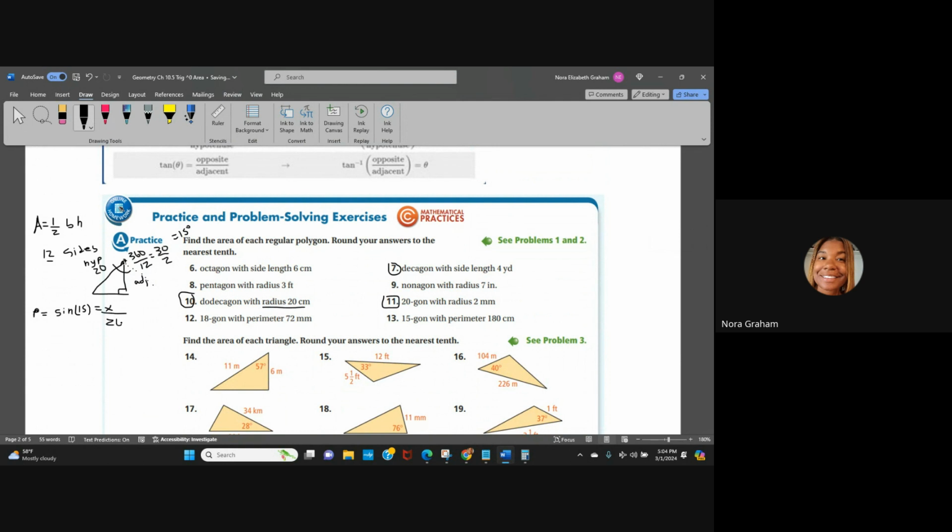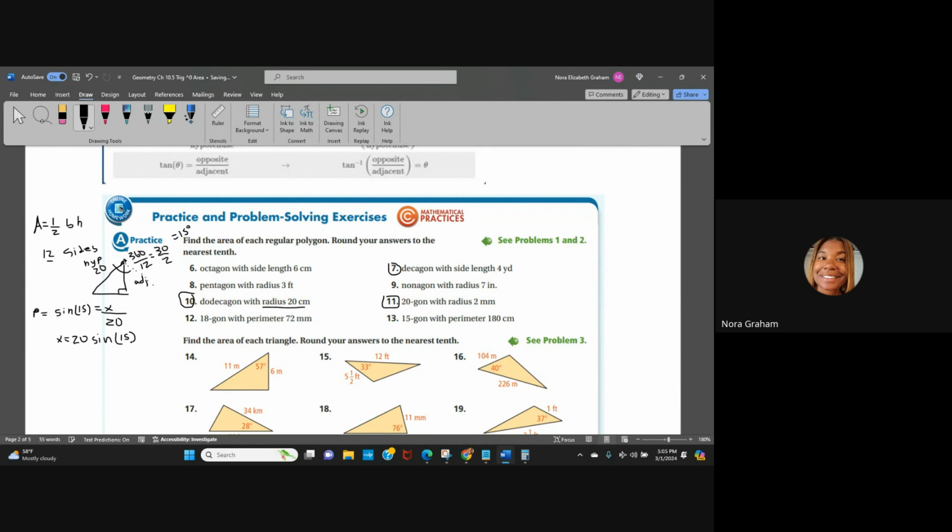I use regular algebra to solve for this. I multiply both sides by 20. That cancels out. I get x equals sine of 15 degrees. Oops, I forgot the 20, because we're multiplying that 20 by the sine of 15 degrees. So x equals 20 sine 15 degrees. And I just got that from multiplying both sides by 20.